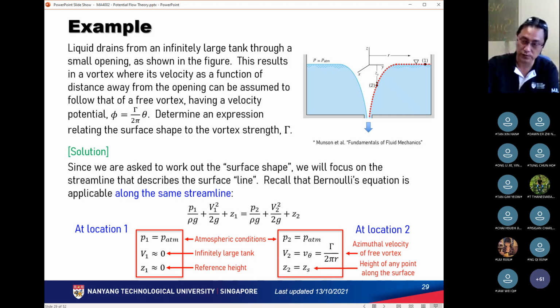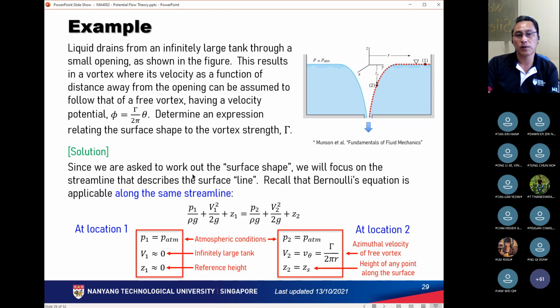parabolic shape, if you will, relative to the vortex strength gamma. Because as the vortex becomes weaker or stronger, surely this parabolic-like shape is going to change. So how do we go about solving this?